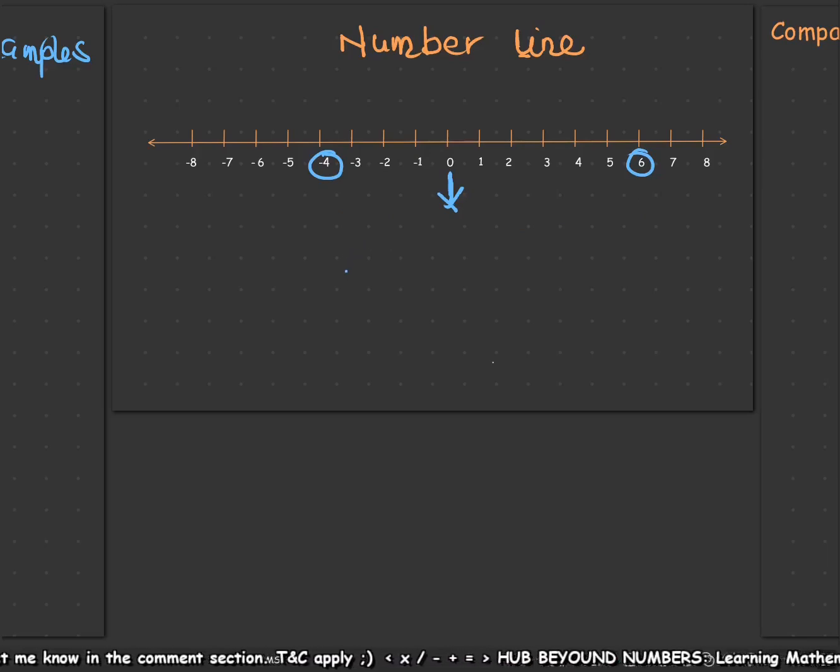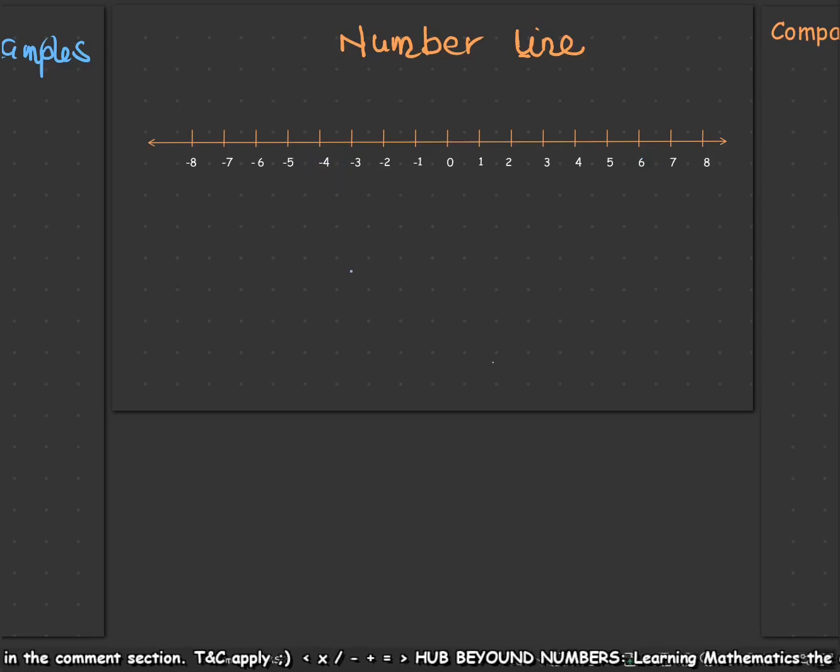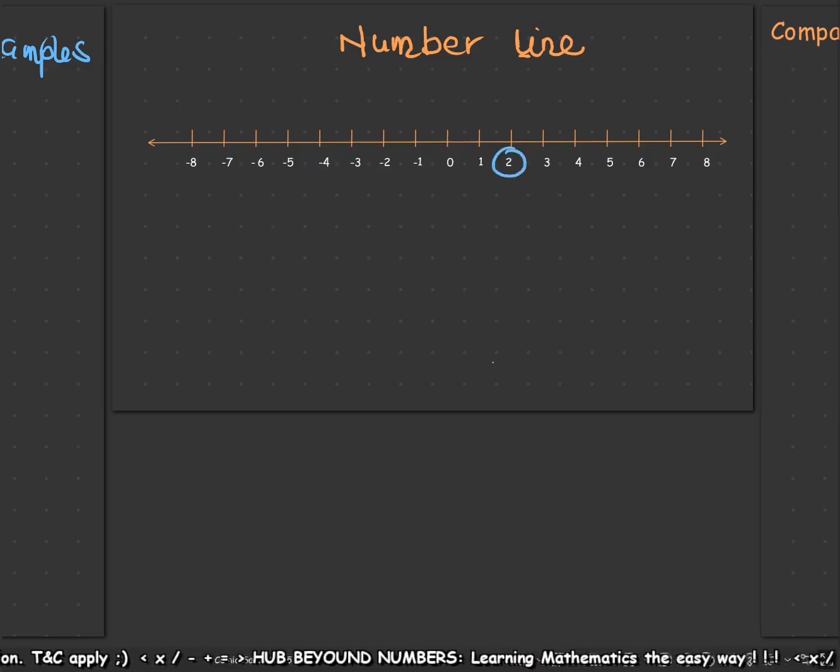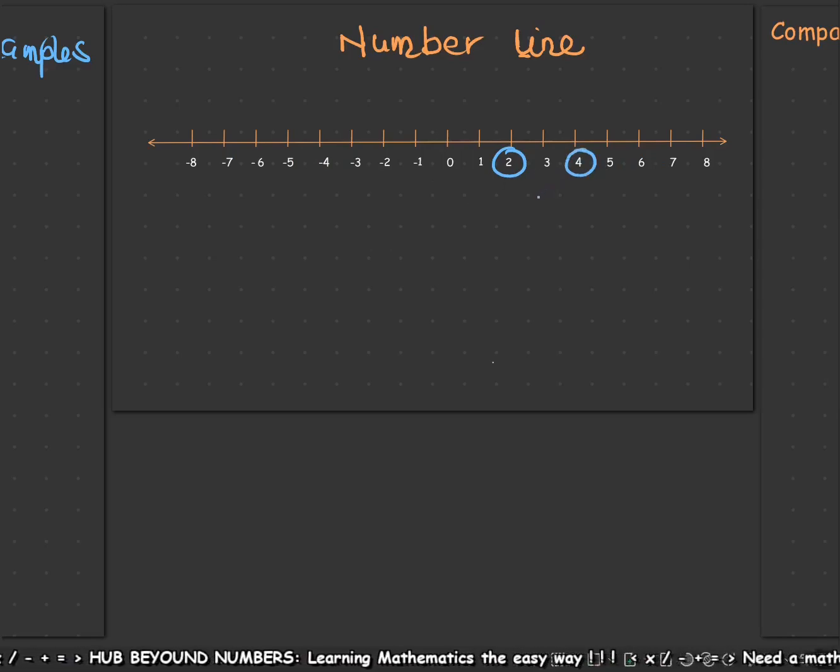Secondly, the numbers to the left are always smaller. So you can take any two numbers on the left. This is 2 and then 4. These two numbers, you see, 2 is to the left. Hence, we can easily say 2 is less than 4. You get it? So just by using the number line, you can look at numbers and then quickly be able to tell which is greater and which is smaller.